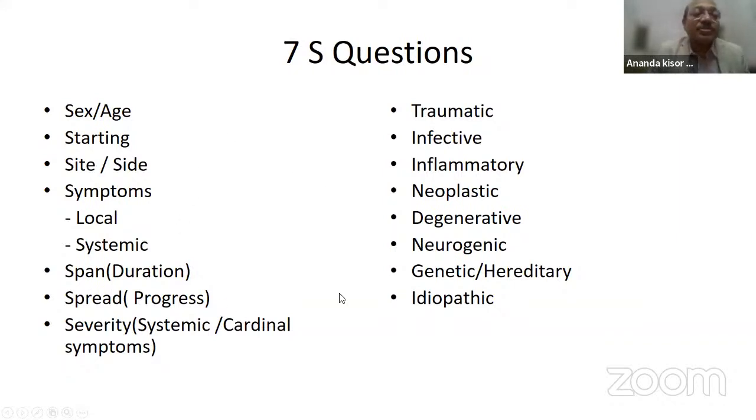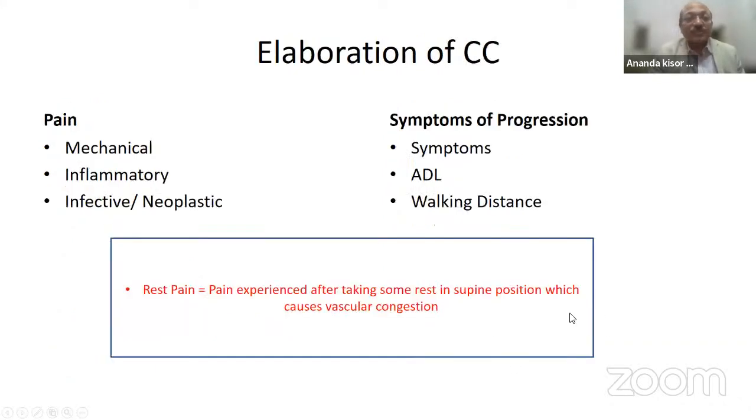Depending on these 7 S questions, we can categorize the disease from the history, like traumatic, infective, inflammatory, neoplastic, degenerative, neurogenic. Now, an elaboration of the chief complaints. Basically, we have to understand the different kinds of pain. In orthopedic cases there are mainly the mechanical, inflammatory, infective, and neoplastic categories. I've specially mentioned rest pain. Rest pain is the pain experienced after taking rest in the supine position, which causes some vascular congestion. There are several other causes, but it is most commonly due to vascular congestion, and that is known as rest pain.